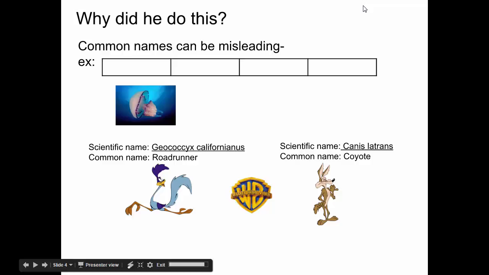What is that? Jellyfish. Is it a fish? No. It's not a fish at all. It also doesn't taste delicious on toast, so jelly is misleading. So that's a common name, but it could be confusing because it's not a fish at all. Seahorse. Is it a horse? No. What is a seahorse? It's a fish.